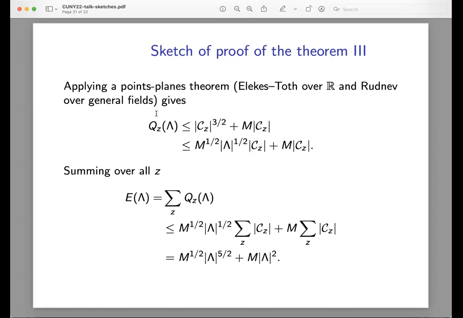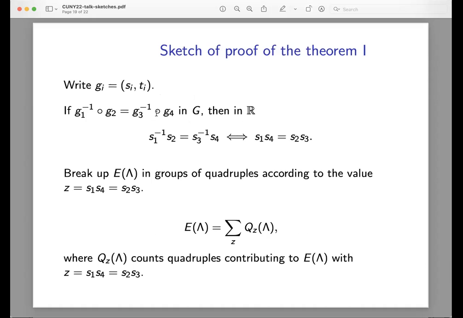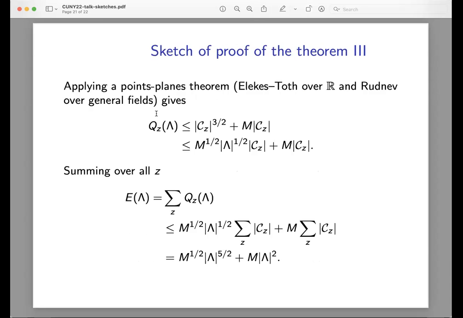So now I have this, and remember, to get the energy, I just sum over all Z. So I sum this inequality. When you sum over all Z, the CZs, you're summing over all Z to the number of these things. So anyway, you get the size of the set squared. That's the last thing: the sum of the CZs is lambda squared. And that basically gives you the proof.